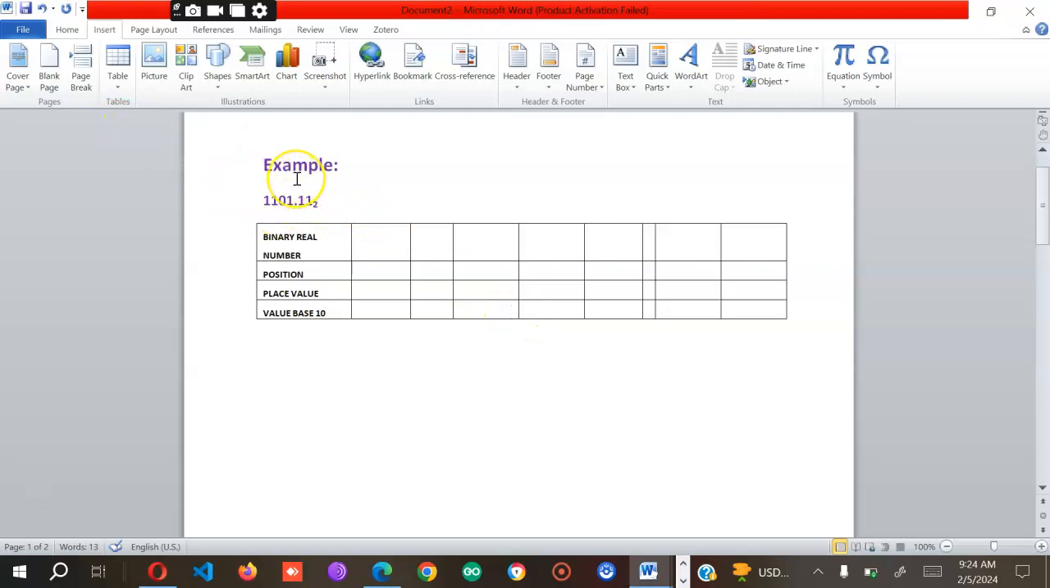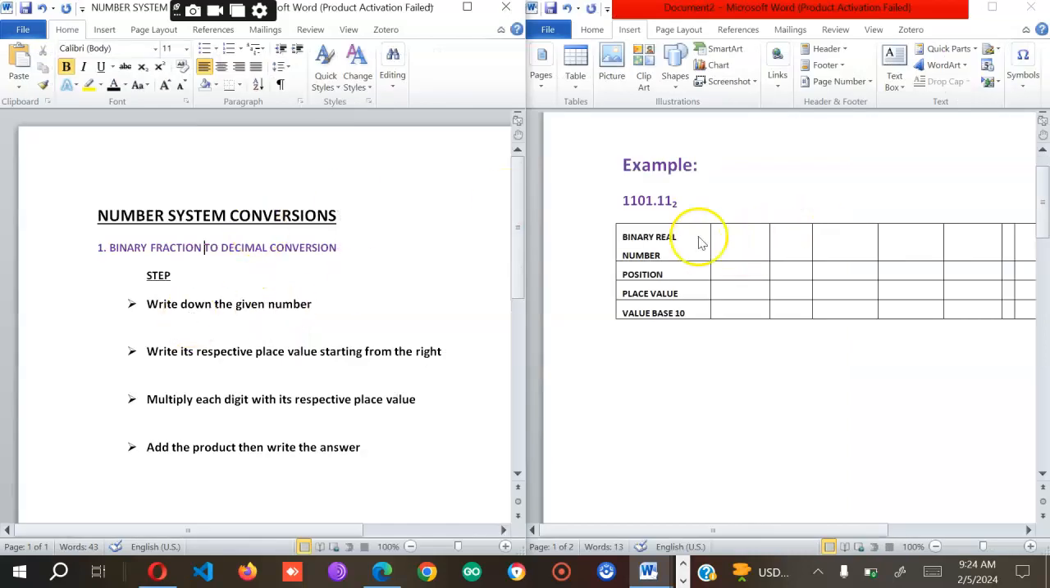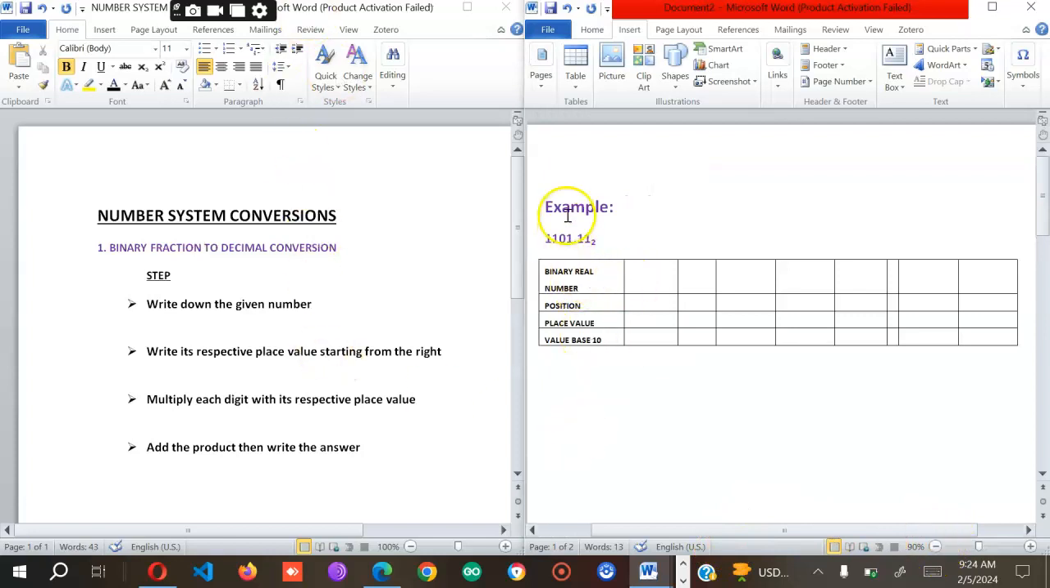For example, this is our example one. As per the steps, we write down the number. I hope that you are able to see. So this is my number. The number is 1101, then we have the point here, then we have 1 and 1. Okay, step 2, you write down the place value starting from the right.